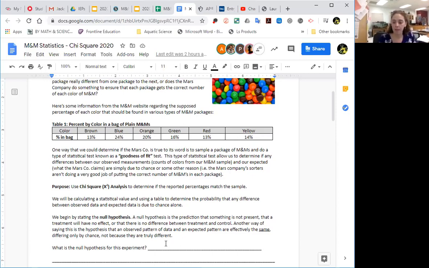Our null hypothesis. A null hypothesis states that any variation in an experiment is due to chance and not to whatever effect was given in an experiment. In the case of this experiment, we can record our null hypothesis is that there will be no difference between our percentages of M&Ms and the percentages given from the Mars Company.